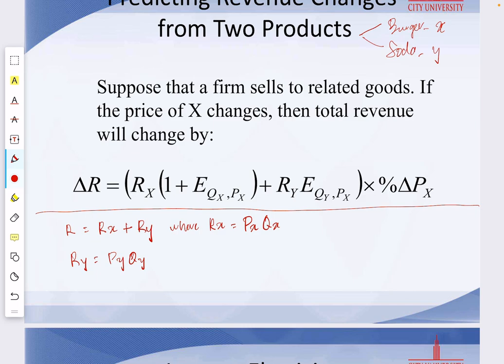So the impact of a small percentage change in the price of product X on the total revenue of the firm, what we can see from here.